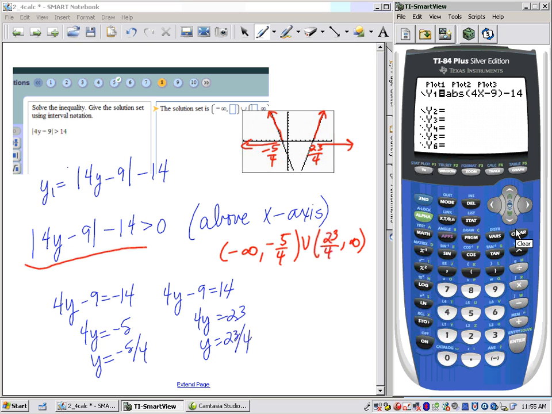If we were trying to find where absolute value of 4x minus 9 is greater than 14, we could say absolute value of 4x minus 9 is greater than 14. Now to do that, to get the greater than sign, you'd have to do second math to go to the test menu and select option 3. And now graph. And remember what that does for you. That tells you exactly what regions of the number line contain solutions. Okay?